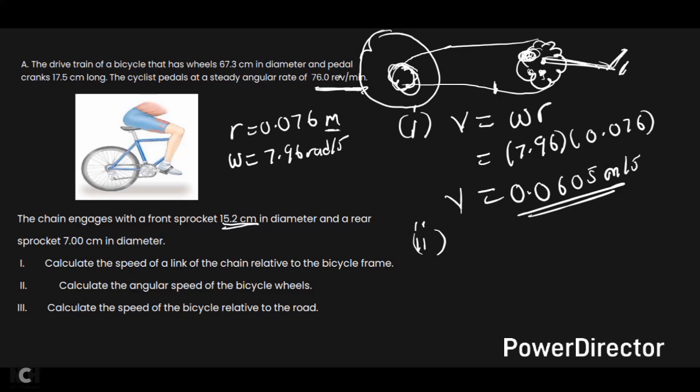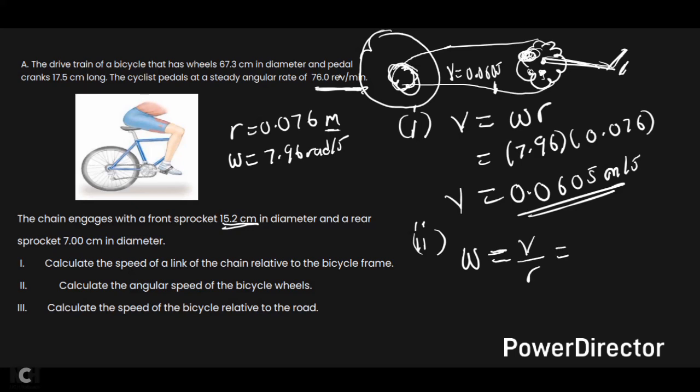So meaning that if the chain is moving at this rate, which is 0.00605, they're saying calculate the angular speed of the bike wheel. Here we're calculating the angular speed of the bike wheel. So how are you going to do that one? Remember, we're converting from the linear now to the angular. So omega is equal to what? Velocity over radius. So which radius now? It is of the rear sprocket.